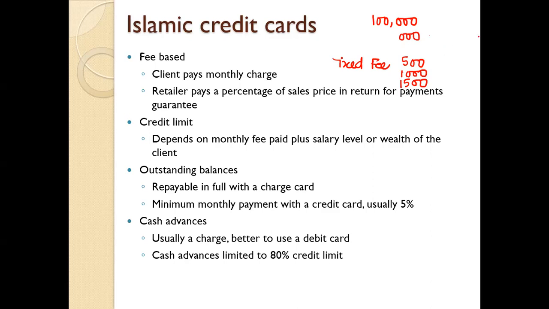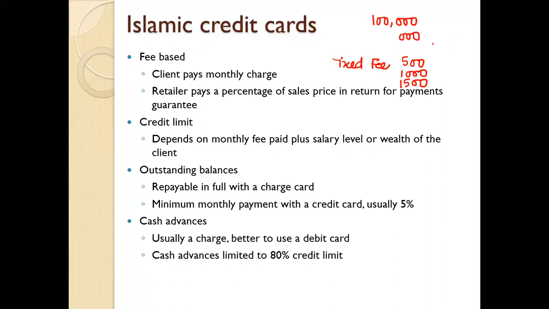So some facilities are common. You can withdraw cash using your credit card facility. And a maximum of 80% advance can be taken by your credit card against your credit limit. And in Islamic finance, it is well checked who is taking this credit card, whether they have the payment capability, a good monthly salary or monthly income, which is relatively certain. In this way, they provide this credit card facility.